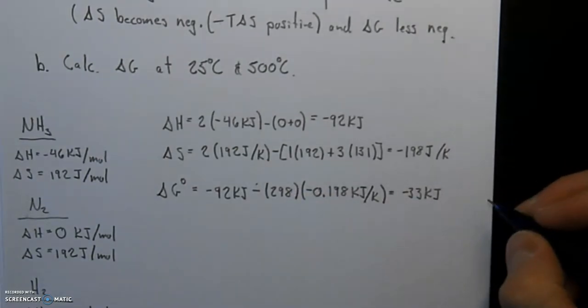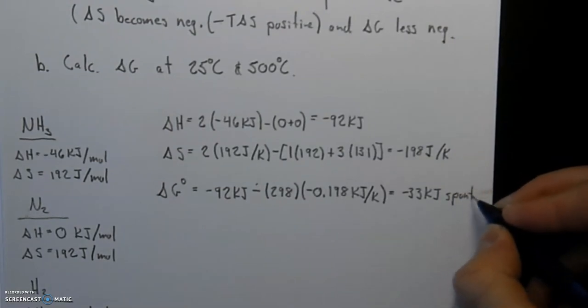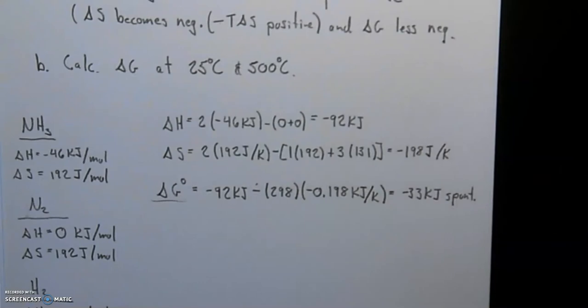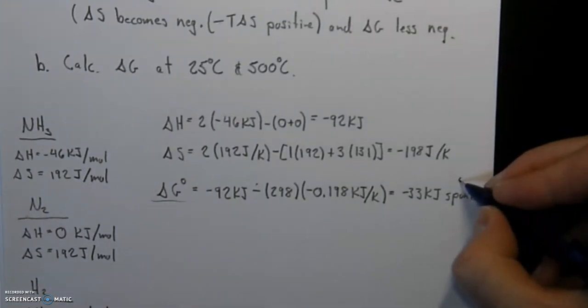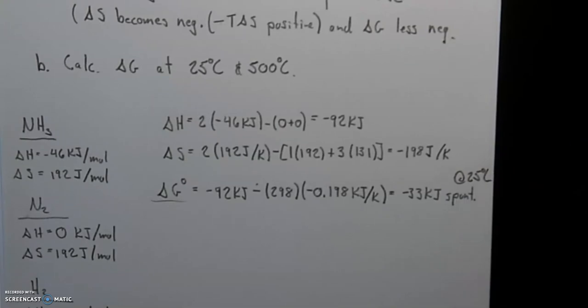And because it is negative, this reaction is spontaneous. That's the only thing we're looking at here. Is the reaction spontaneous at 25 degrees Celsius? And because it is negative, yep. And again, I'm just going to make a little mark in here at 25 degrees Celsius. Okay, I'm running out of time for this lecture, so we'll end it right here and we'll pick it up on the next one.